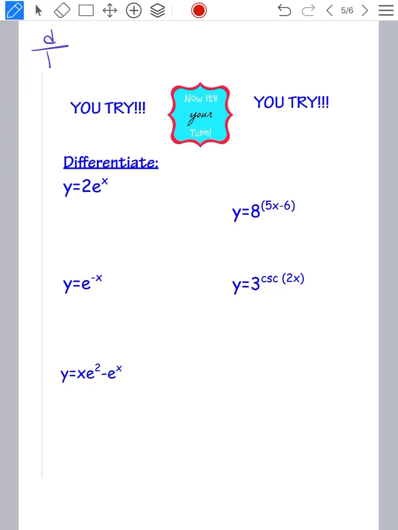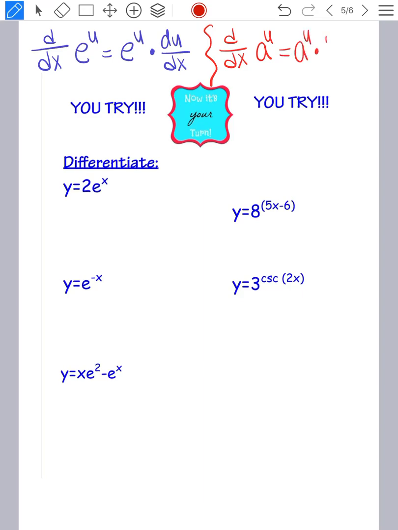So first, I'm just going to rewrite here our rules. The derivative of e to the u is keep it the same times the derivative of the inside, where the inside is the exponent. Our other option is if it's not base e, so let's say it's 7 to the u, we're going to call that a. The derivative is keep it the same times natural log of a times the derivative of the inside. So now we're going to apply those rules to these problems.